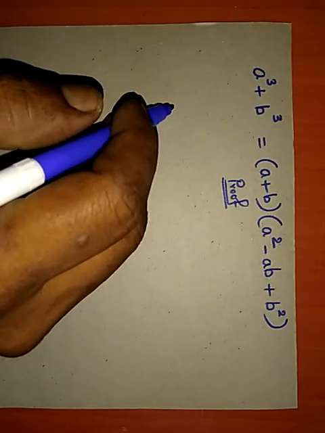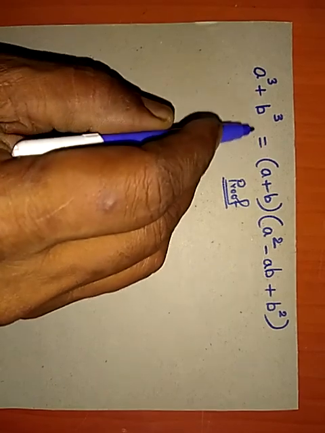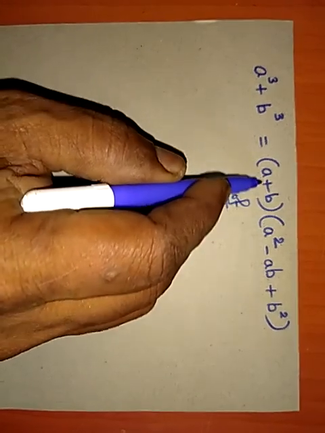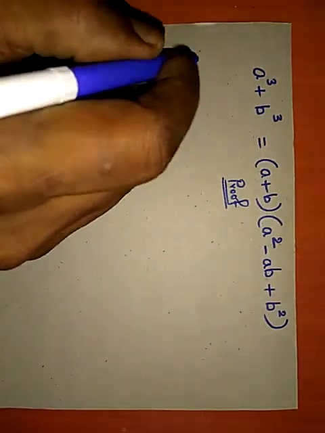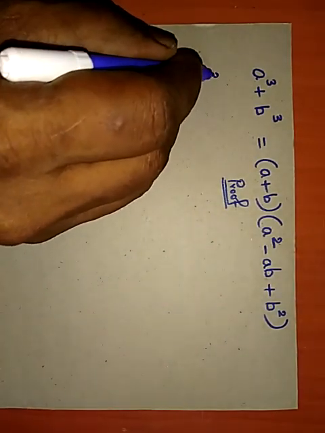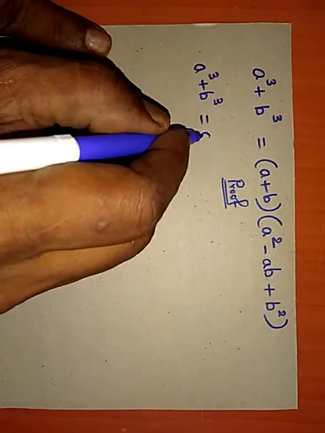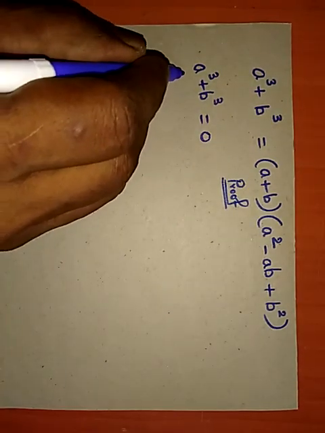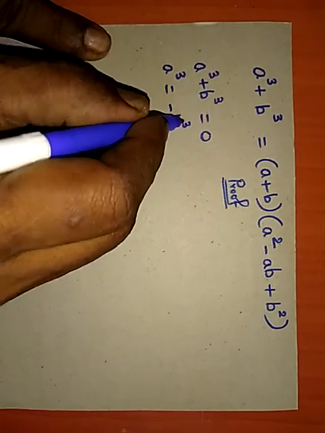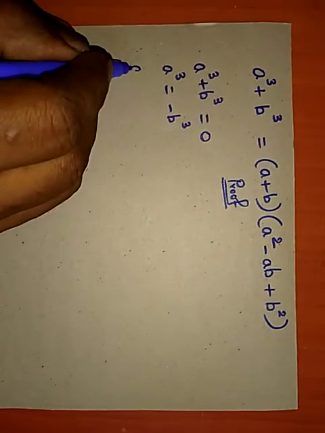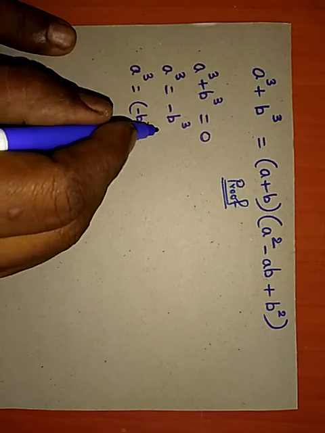Today we are going to see the proof of the formula a cube plus b cube is equal to a plus b into a square minus ab plus b square. So first what we do is, a cube plus b cube, you equate this to 0. Therefore this will become a cube is equal to minus b cube, and this can be written as a cube is equal to minus b the whole cube.